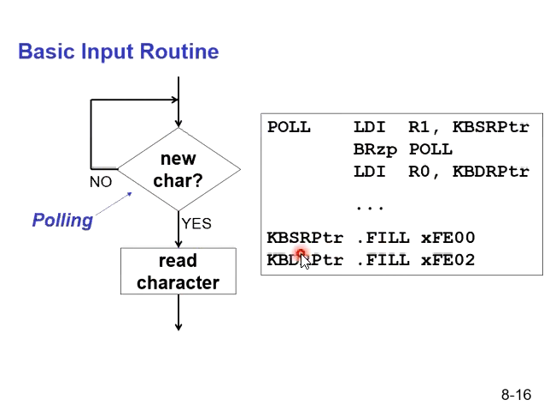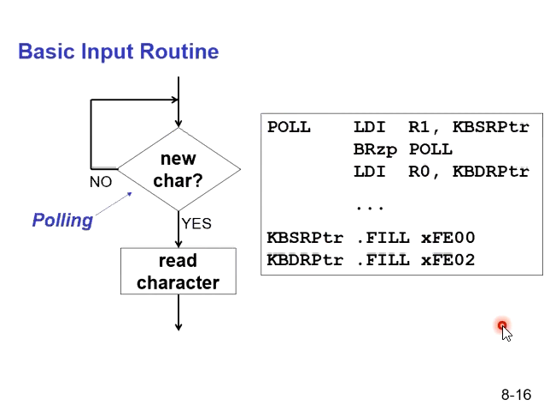Here we declare two memory locations for our KBSR and KBDR, at addresses xFE00 and xFE02. Of course, we use the hexadecimal system for these addresses. We use PTR, which means pointer. Here we have a label, POLL. Then BRzp, which means branch if zero or positive, back to POLL.